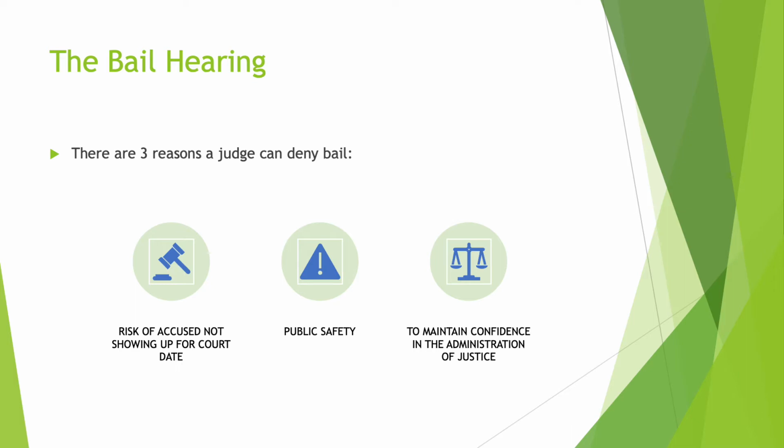This last ground is less common than the first 2, and the judge considers things like the strength of the prosecution's case, how serious the offense is, the circumstances surrounding the offense, and the potential for a lengthy prison term. If none of these 3 reasons are present, the individual will be released on bail.